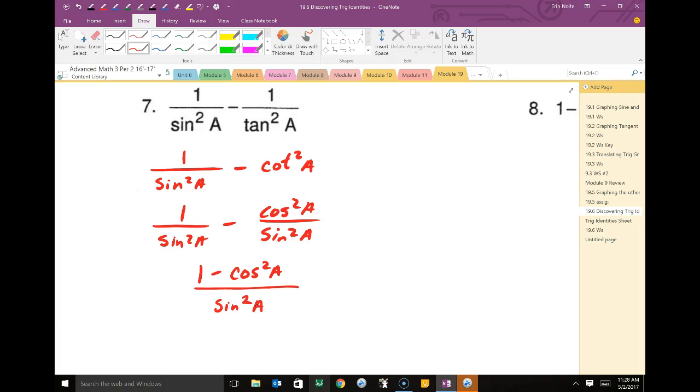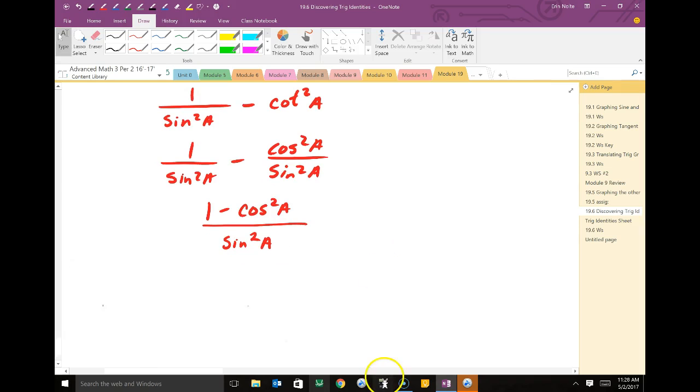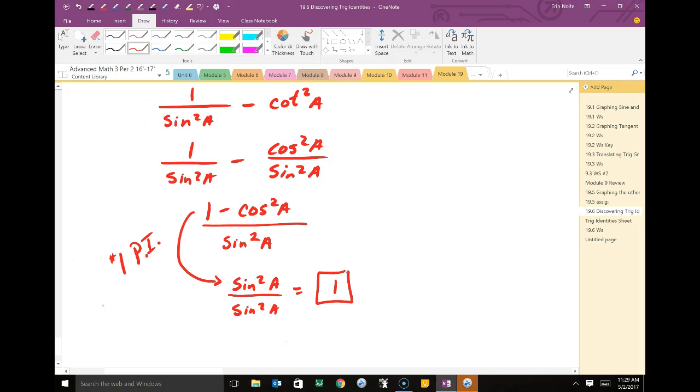Now what do you see? 1 minus cosine squared. How can I say that 1 minus cosine squared is equal to sine squared? What identity tells us that? The very first one, the number 1 rule of the Pythagorean identity. If we manipulate that just slightly, we can say that 1 minus cosine squared is equal to sine squared. I'm almost done here. What happens if I have sine squared over sine squared? It is equal to 1. So this one reduces to the value of 1.